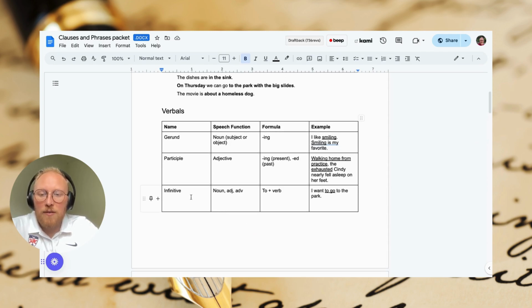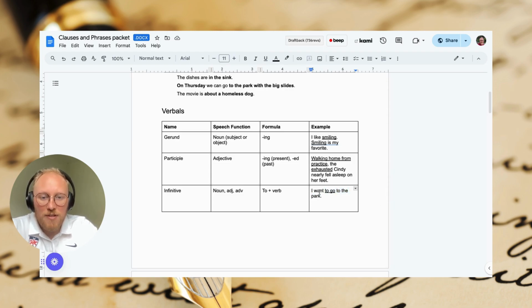Last, we have an infinitive. I think these are a little bit easier to detect. They have a to in front of it. So if you have a to in front of a verb, then it's an infinitive. It's not functioning as a verb in a sentence, right? And as far as speech function, they can function in various ways: noun, adjective, adverb. But here's your example. I want to go to the park. This to go is an infinitive, and this whole thing would be the infinitive phrase.